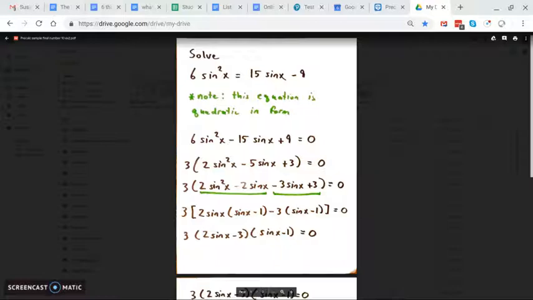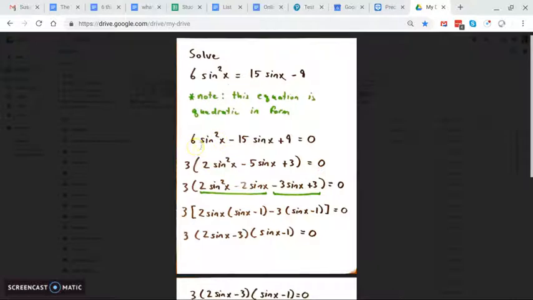The first thing to notice about this one is that the equation is really quadratic in form. If you replace sine x with just x, this is 6x squared equals 15x minus 9. You would think of it as a straight quadratic equation, and put it in standard form by getting a 0 on one side. We move these two things over to the other side with the 6 sine squared x.